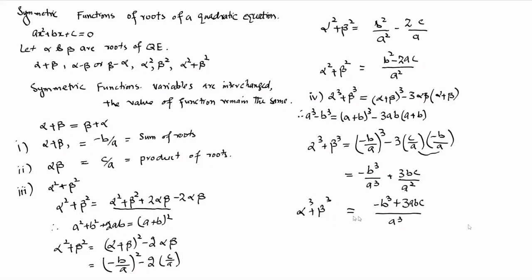This symmetric function is in terms of the coefficients a, b, and c. We can write alpha cube plus beta cube, rearranging the right hand side, as 3abc minus b cube divided by a cube.